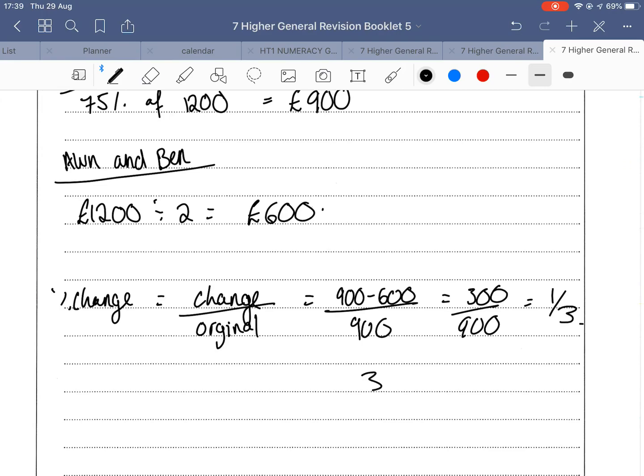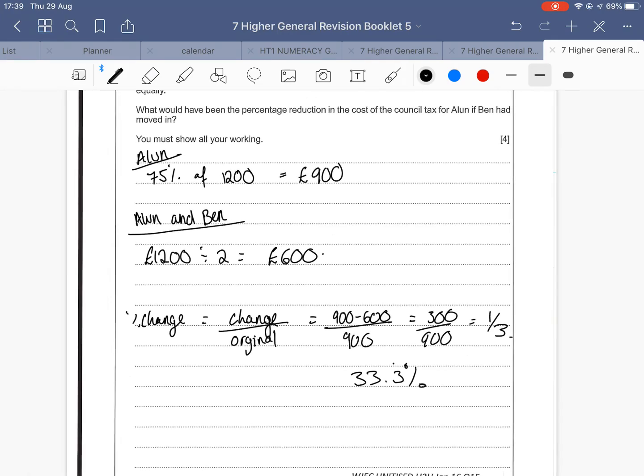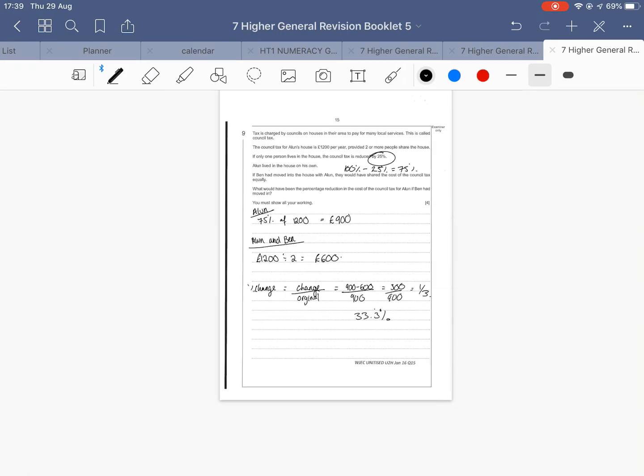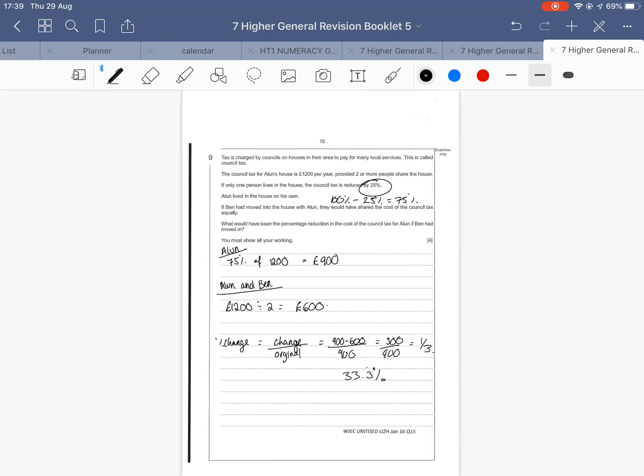They want that as a percentage, not 33.3 recurring. Because then you could have just put 33%. They probably would have marked that right. Oh, it's a short paper.